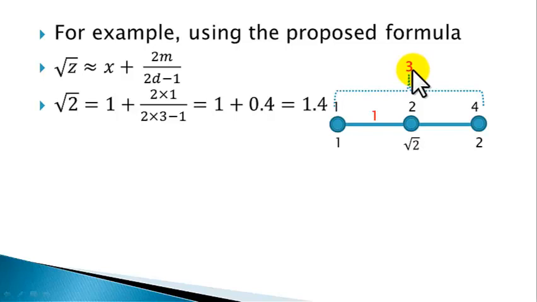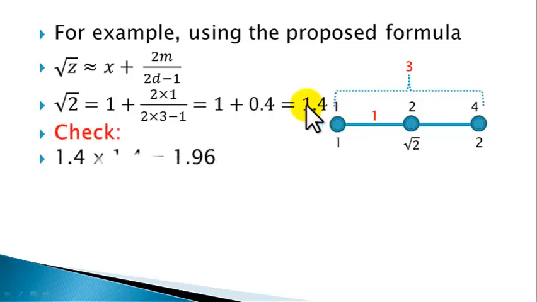So putting d equals 3, m equals 1, and x equals 1 into the formula, we obtain square root of 2 is approximately equal to 1 plus 2 times 1 all over 2 times 3 minus 1. That is 1 plus 0.4, which is equal to 1.4. Check. Multiplying 1.4 by itself gives 1.96. This is less than 2, meaning that our proposed formula underestimates the square root of 2.